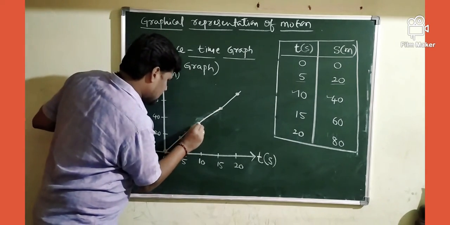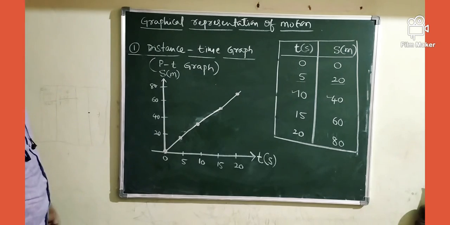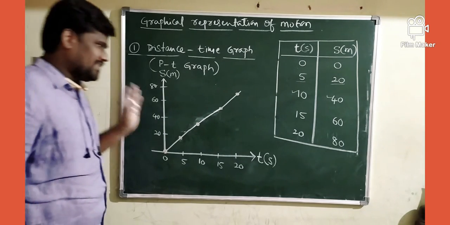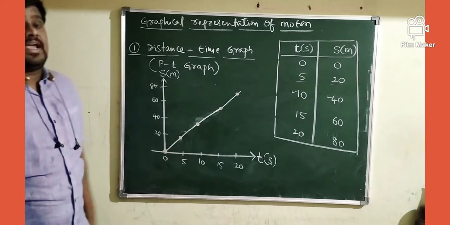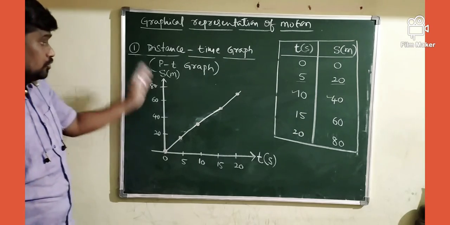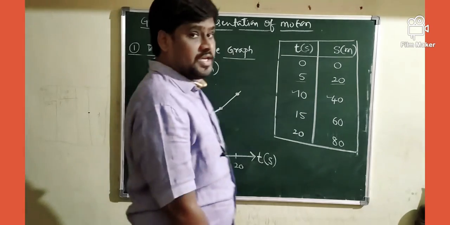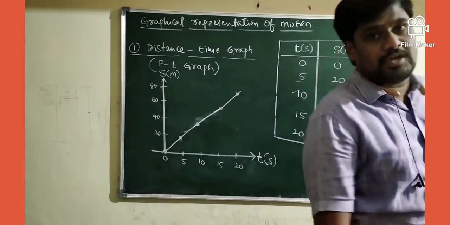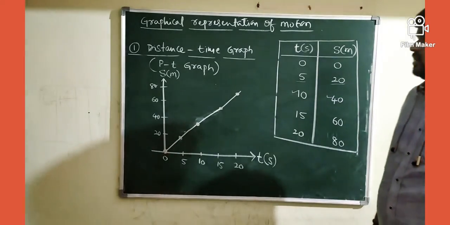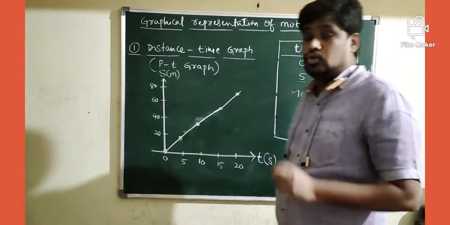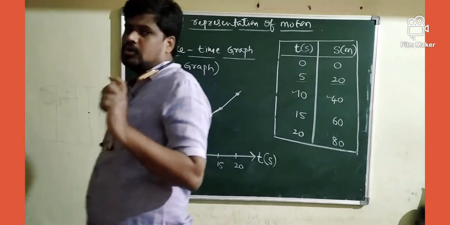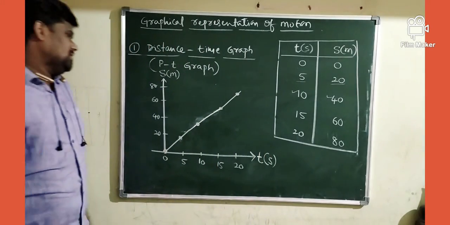Which graph is a straight line here? The distance time graph is a straight line. The distance time graph, or position time graph, is a straight line for which type of motion? When the body is moving with uniform speed or uniform velocity.